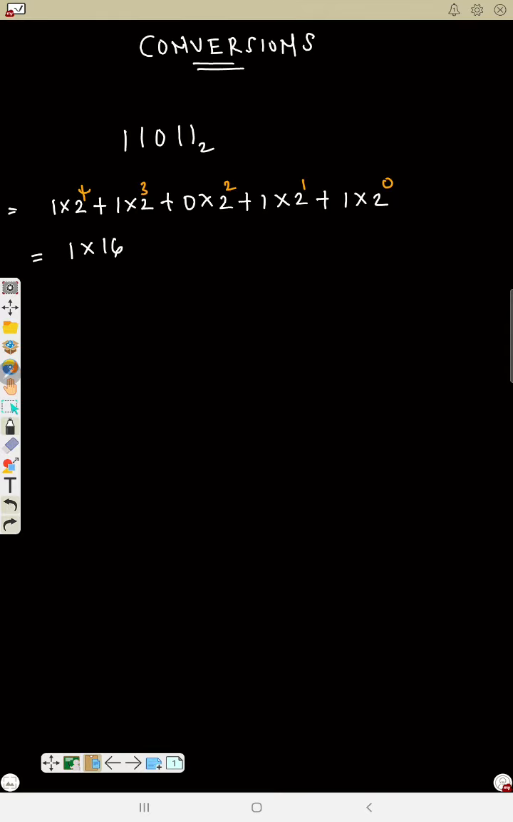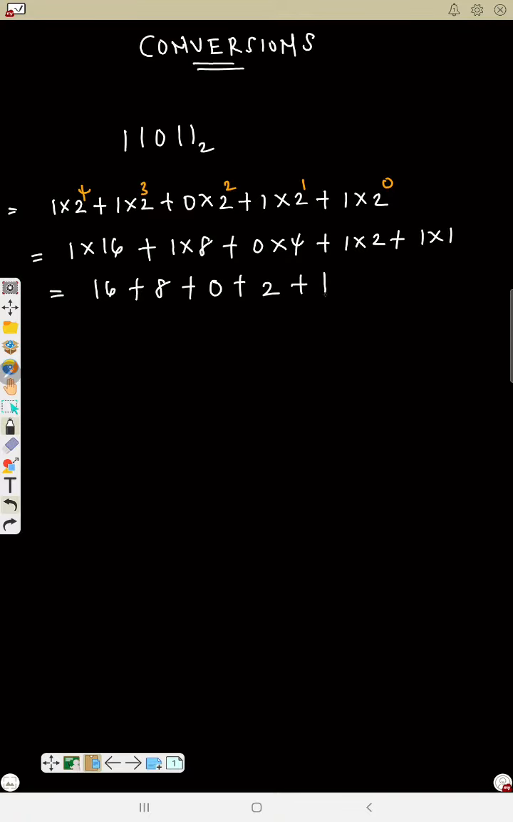That is 2 times 2 times 2 times 2, that is 16, plus 1 times 8 plus 0 times 4. Remember, 2 square is 4, 2 raised to power 3 is 8, plus 1 times 2 plus 1 times 1. So this will be 1 times 16, 16 plus 8 plus 0 plus 2 plus 1. So 16 plus 8, that is 24. 24 plus 2, 26 plus 1, 27 base 10.